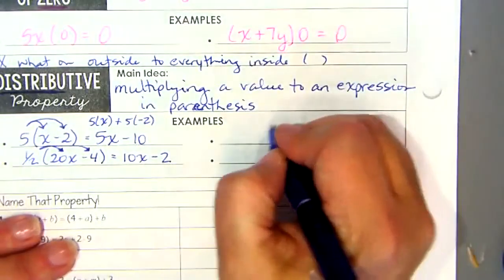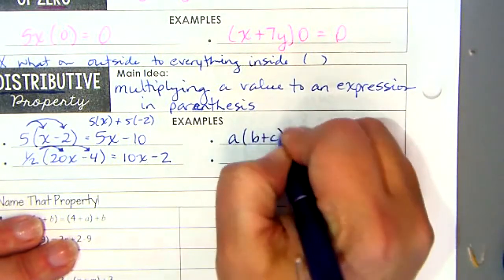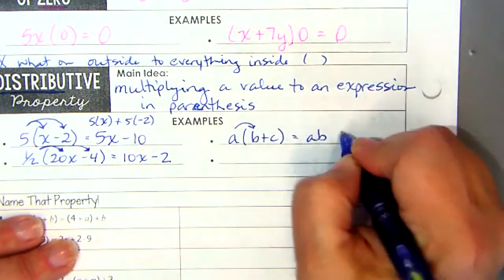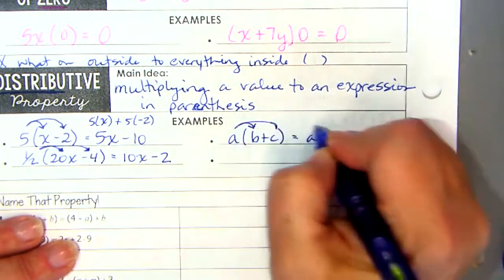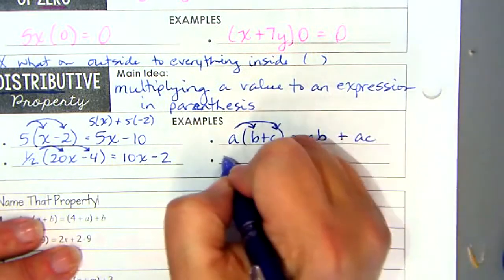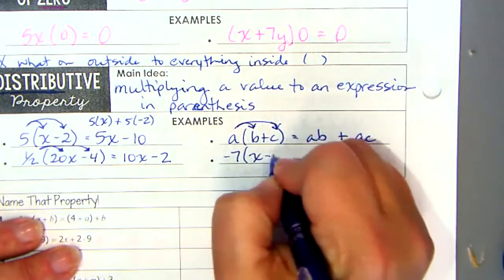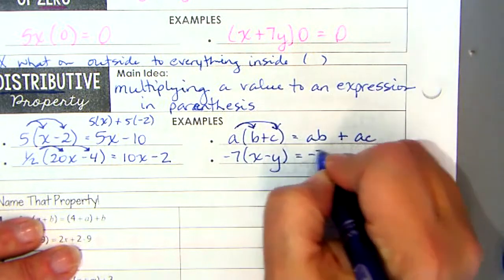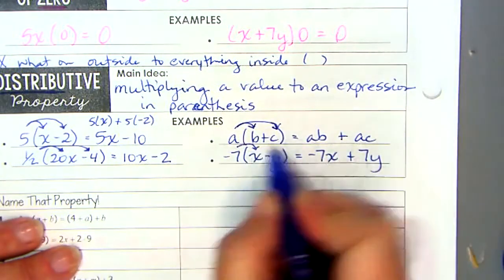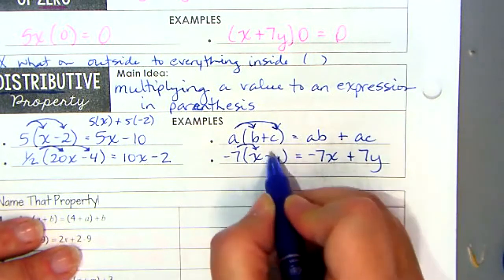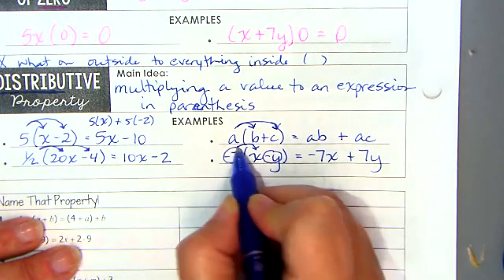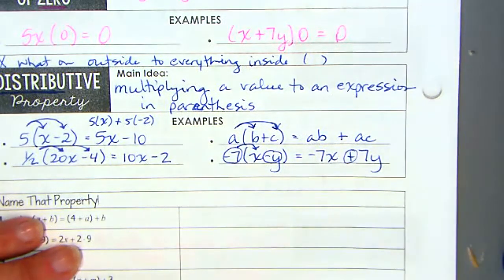A couple of more examples. a times b plus c if we have just letters. So I'm going to have a times b, so that's going to give me ab plus a times c, which then gives me ac. And then I'm going to have -7, open parentheses, x minus y, close parentheses, equals -7x plus 7y. Because I'm doing -7 times x, which gives me -7x. -7 times -y, that's a -y times a -7, that gives you a positive 7y.